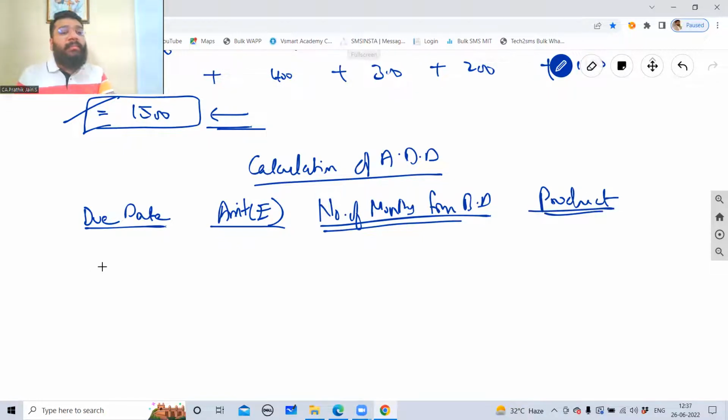So due date basically, guys, 1/1/2015 is the transaction date that you have to take here, that you cannot ignore because it is a case of loan. So why are we taking 1/1/15? Because from 1/1/15 to 1/1/16, we have to take into consideration the interest factor. That is why we are taking this as a base date.